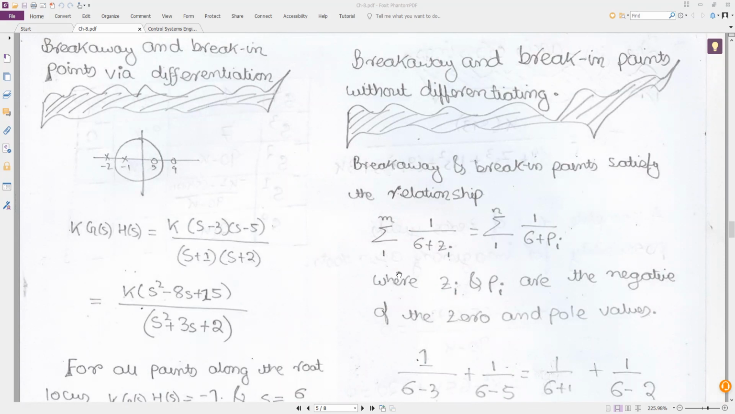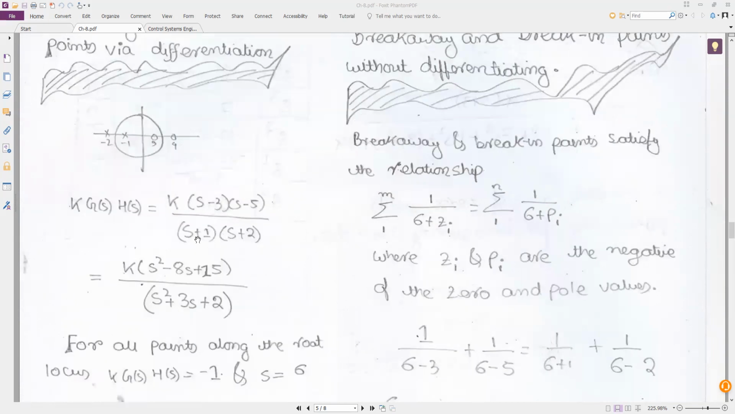So breakaway points and break-in points via differentiation. Here, let's take a look at the equation: K times (s minus 3)(s minus 5) divided by (s plus 1)(s plus 2). Now you do the calculation: K times (s squared minus 8s plus 15) divided by (s squared plus 3s plus 2).